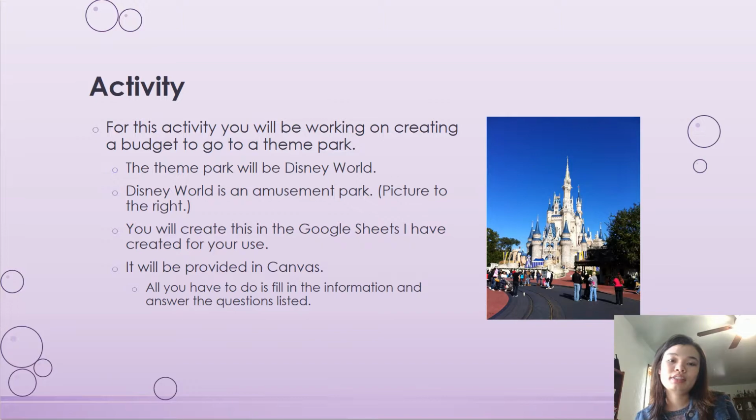So for this activity, you're going to be working on creating a budget. As I've said, the theme park is going to be Disney World. If you've never actually heard of it, it's just an amusement park. It has rides, and they have Disney characters like Mickey Mouse, Goofy, Donald Duck, princesses, stuff like that. There's a picture right there of Disney World.